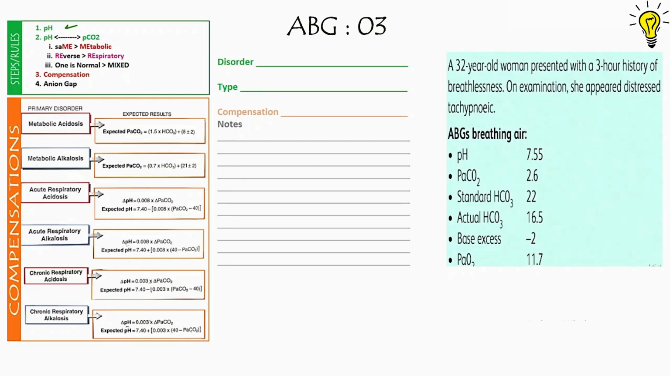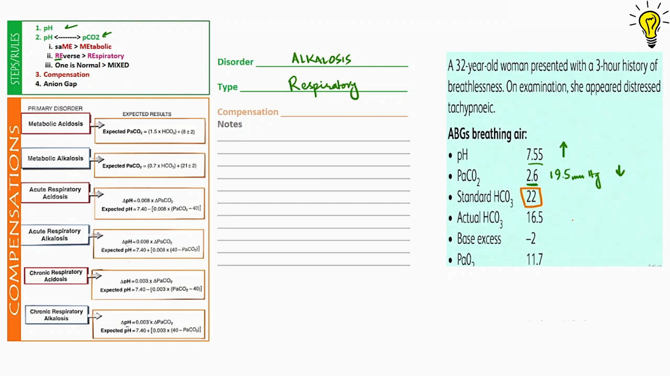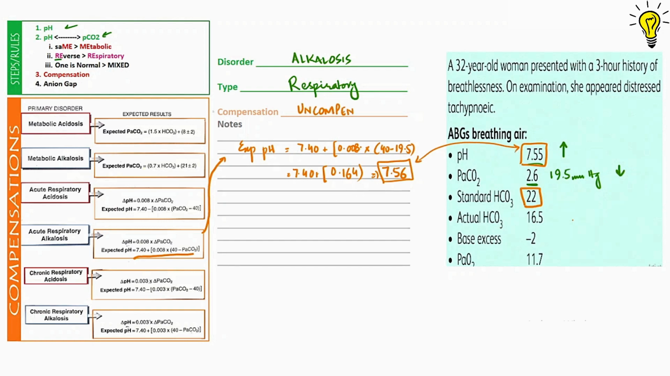ABG 3. So first step, pH 7.55, upgoing, so alkalosis. Next step, the directions of pH and PCO2. CO2 is 19.5, so downgoing. So pH and PCO2 are in reverse direction, so it is respiratory alkalosis. How about the bicarb? Now calculating the expected pH from the acute respiratory formula. So 7.40 plus 0.164 equals 7.56. What's the actual pH? 7.55. So almost the same. So it is uncompensated acute respiratory alkalosis. The kidneys have not come into effect at the moment.